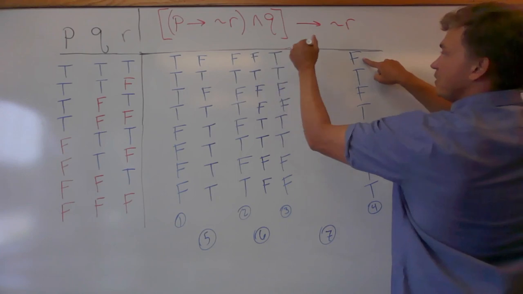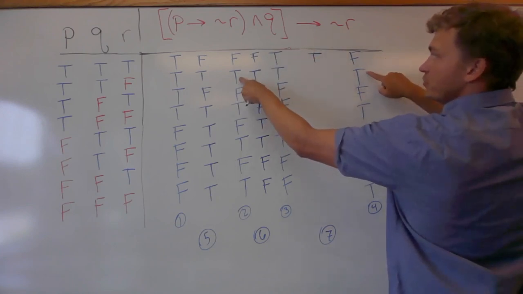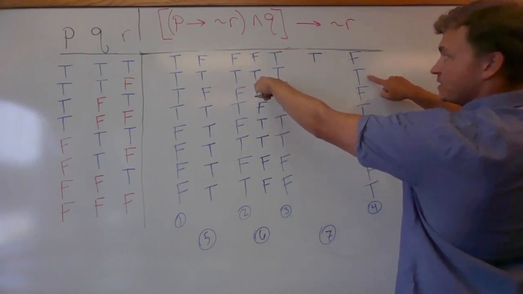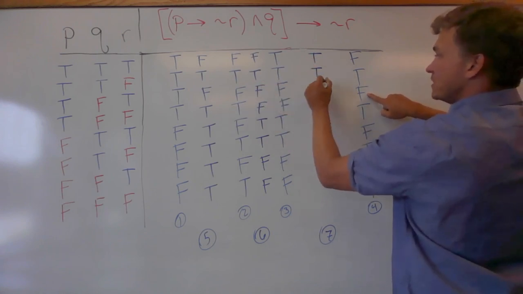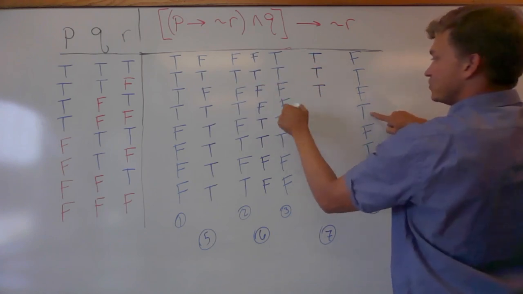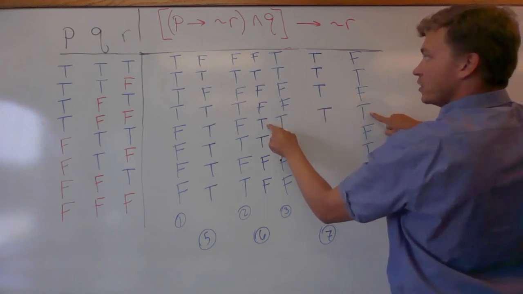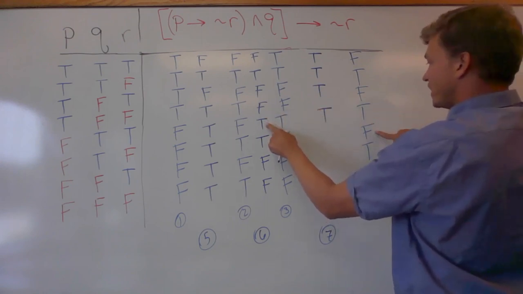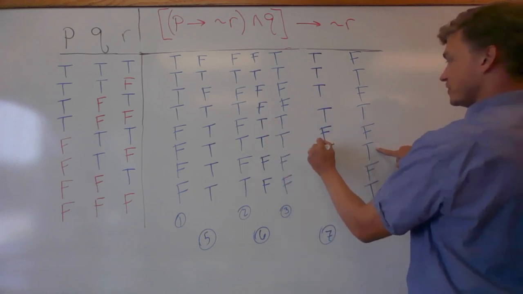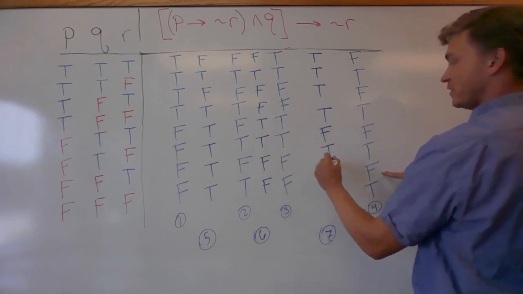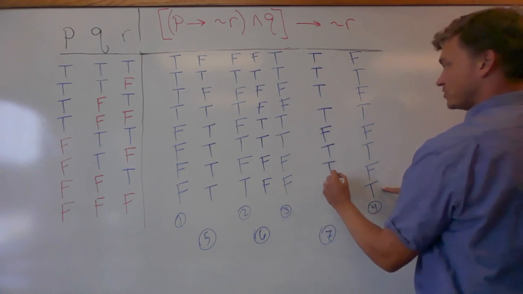False implies false is true. True, let's look right here. See, it's so easy to get mixed up. True implies true is true. False implies false is true. False implies true is true. Going to number five and five, true implies false is false. Going to six and six, true implies true is true. Seven and seven, false implies false is true. False implies true is true.